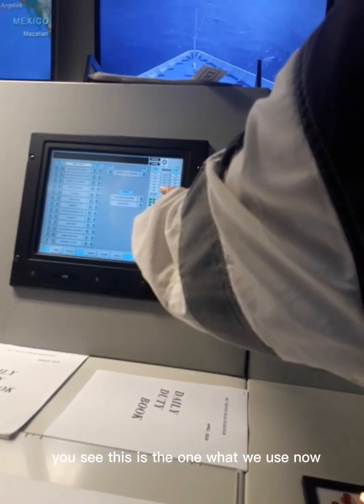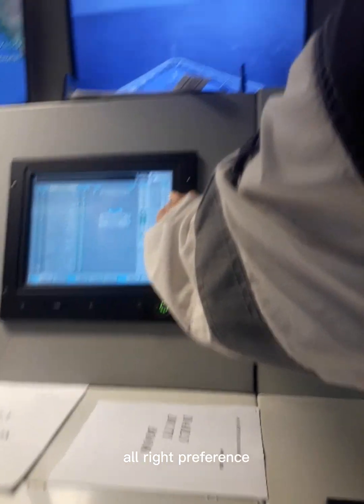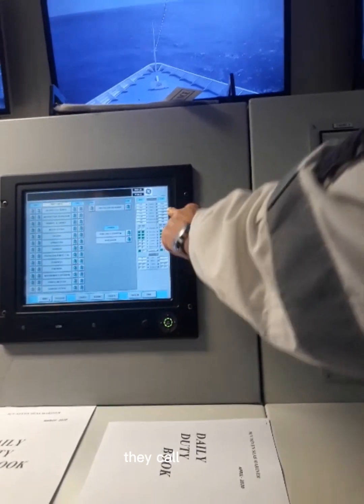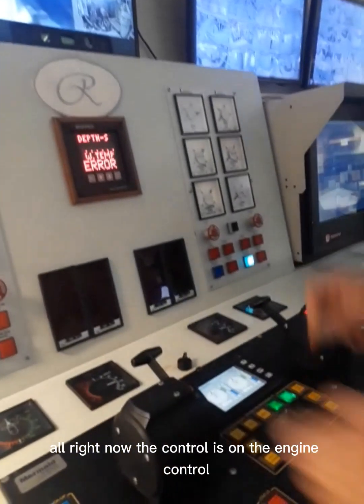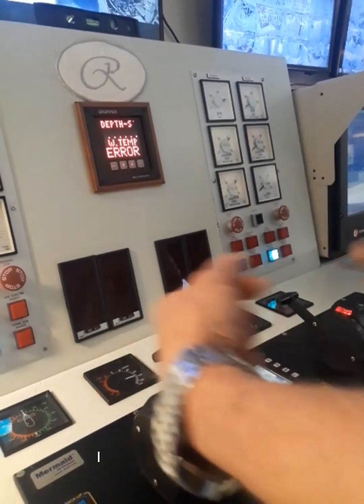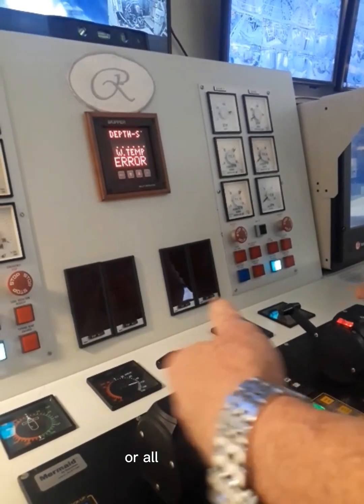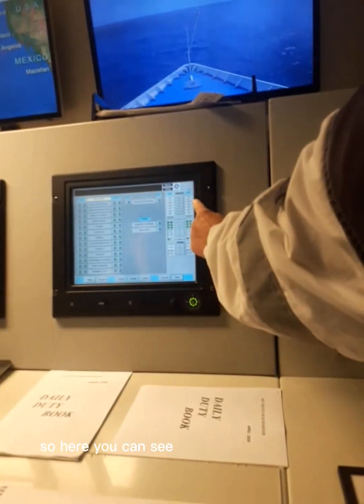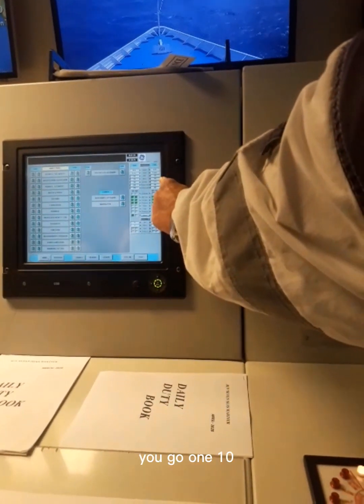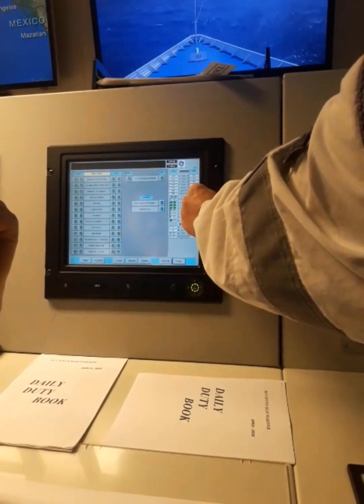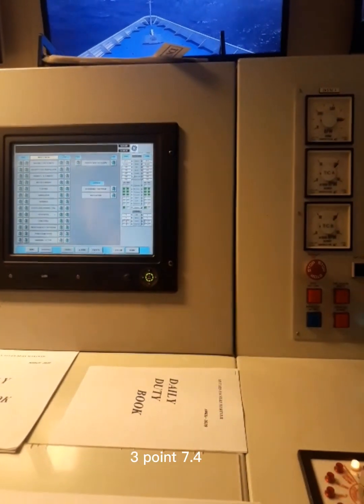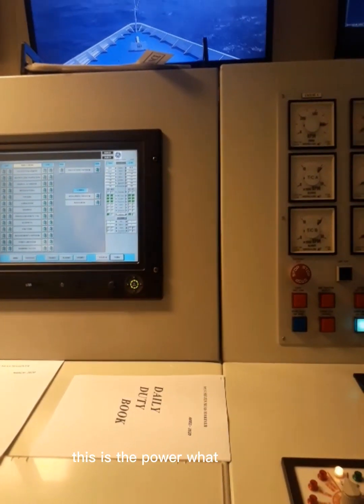Here you have always monitoring of the RPM. You see, this is the one what we use now. All right, reference. This is the reference. They call the speed what we like to do. All right. Now the control is on the engine control. So if I reduce, I am the one who is driving. Or only the RPM. So here you can see how much you need to go. If you go 110, you go 110. This one measurement is the true. It's the real value. And there you have the power. You see how much power we have now? 3.74 mega. This is the power, what we use now.